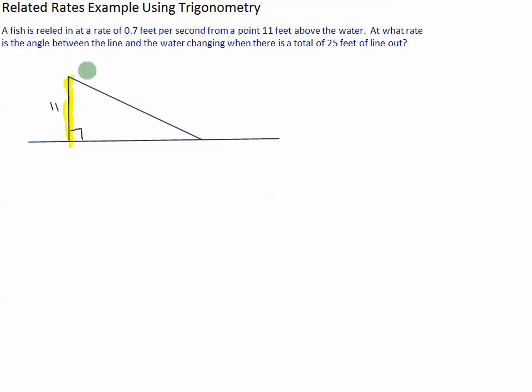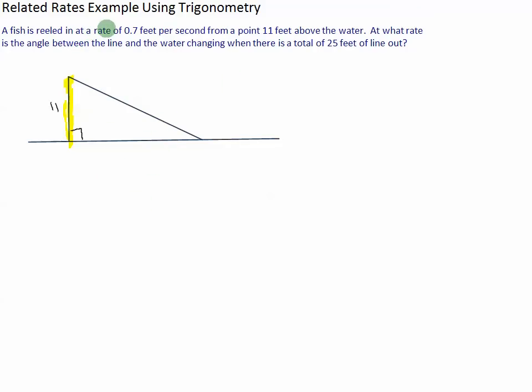you can see that, for example, if the fish is here, the triangle is going to change except for this side and the right angle. So the right angle and the side of 11 will not be changing. Now we need to identify the things that are changing with time that are relevant in this problem.